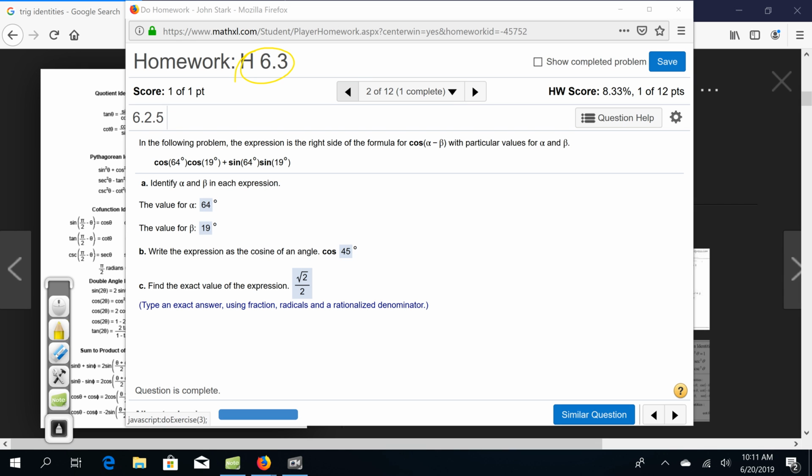Again, I know this says 6.3 up here. I'll have that fixed before you get to this homework assignment. So when you see 6.2, it should be these 6.2 problems that you have right there.